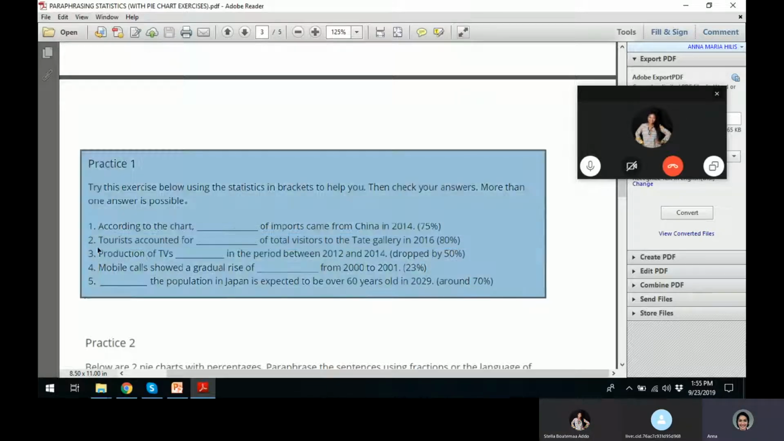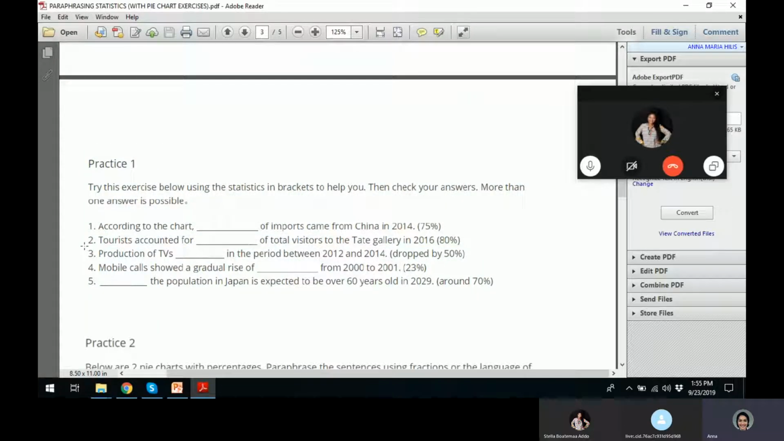All right, let's try number three. So number three is 50%. Production of TVs dropped by 50% in the period between 2012 and 2015. What can we say here? Half. Production of TVs halved. Okay, that's correct. Halved with an ed in the period. Anything else?